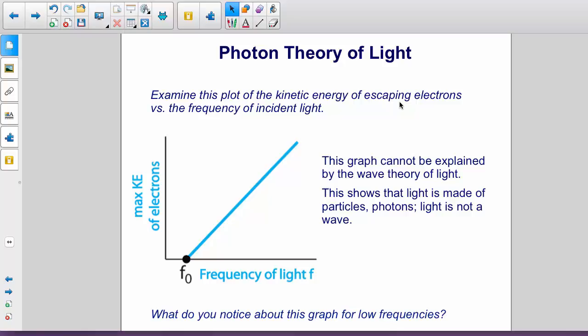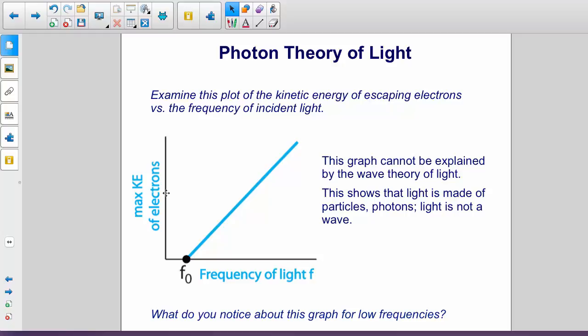Recall the experiments of Hertz and others that we discussed earlier, where beams of light were shown on polished metal surfaces. The results that they obtained were that electrons were only emitted above a certain frequency of light, and that the kinetic energy of the electrons would increase with the frequency of light.